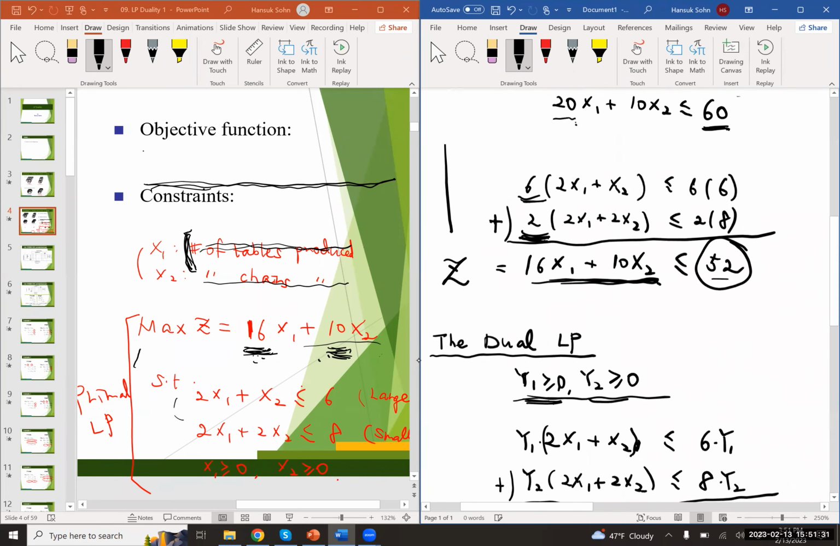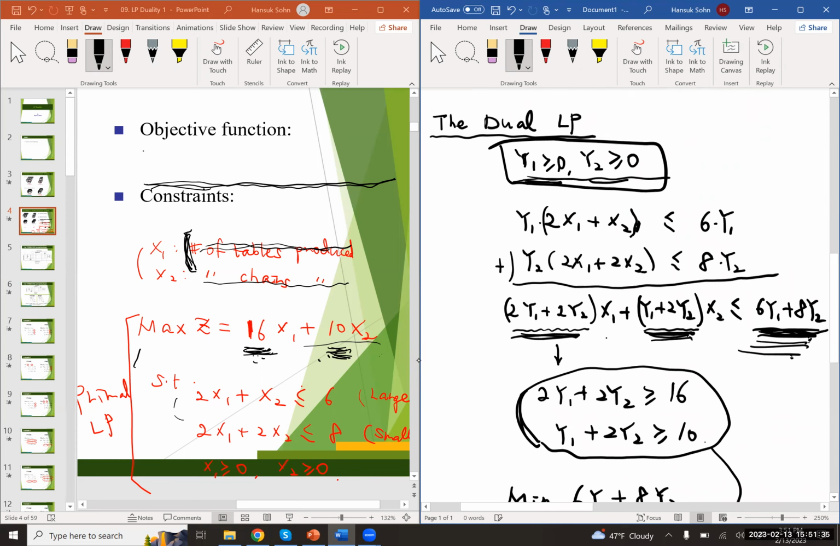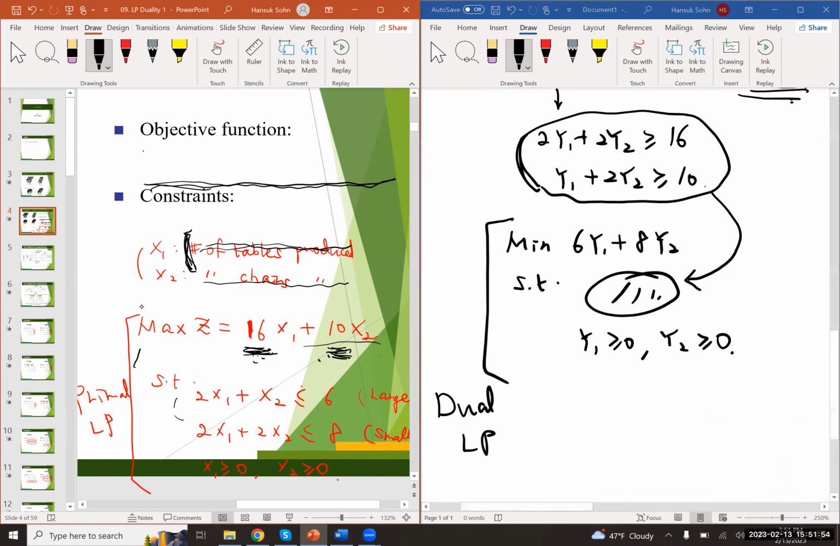With the non-negativity restriction, y1 and y2 greater than or equal to 0. So actually, this is the dual LP, given this is the primal LP.